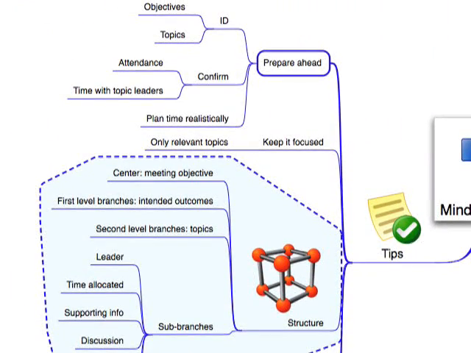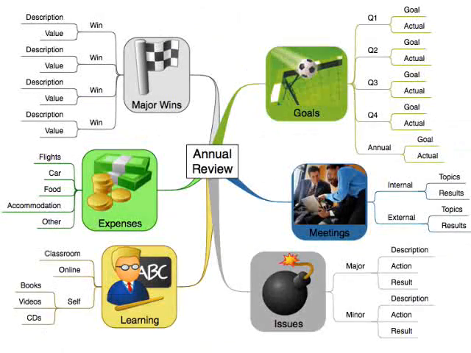Another place where the clarity of mind maps can be very useful is for staff reviews, as in this mind map. You can see here that the goals can be identified, the meetings that were held during the period, the issues that were encountered and how they were dealt with, what the employee learned, the expenses, and finally the major wins, so you can end on a positive note.